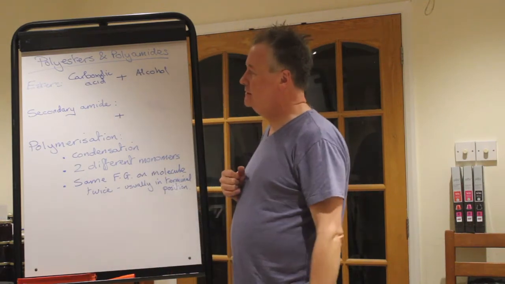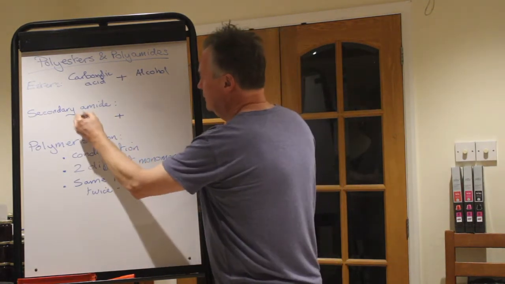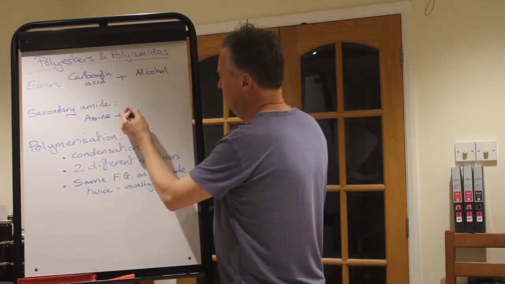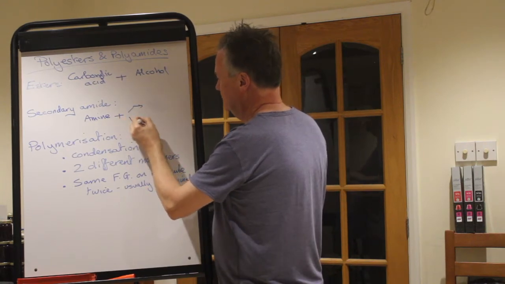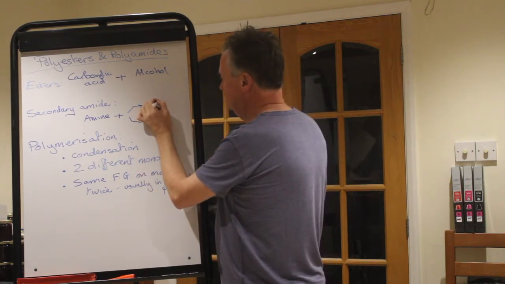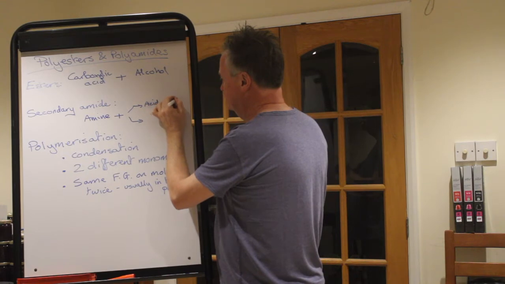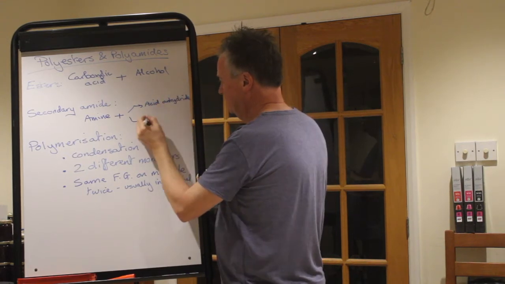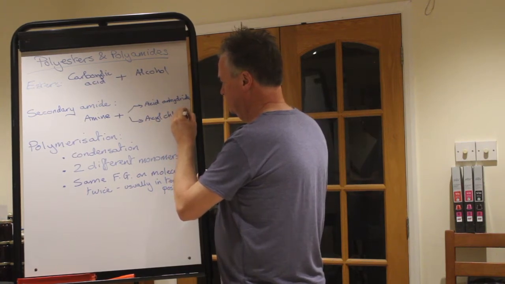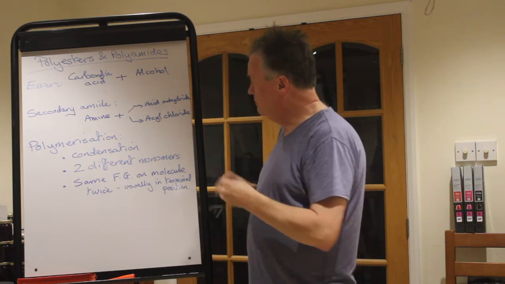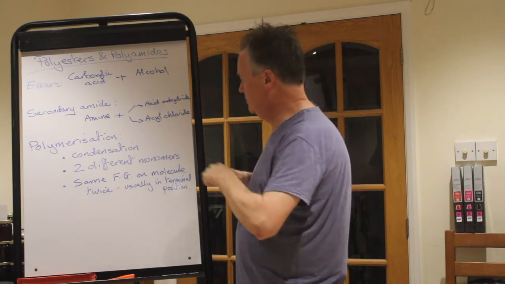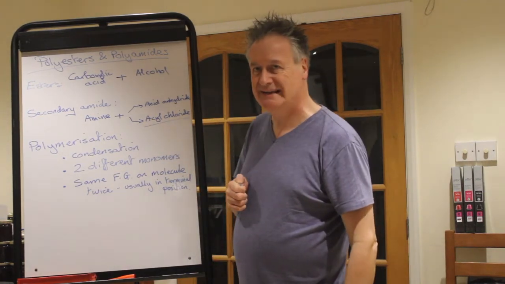Secondary amide, well, got to be an amine, and this time it's either those two things I just mentioned. So that will produce a secondary amide. When we're talking polyester and polyamide, it's that.